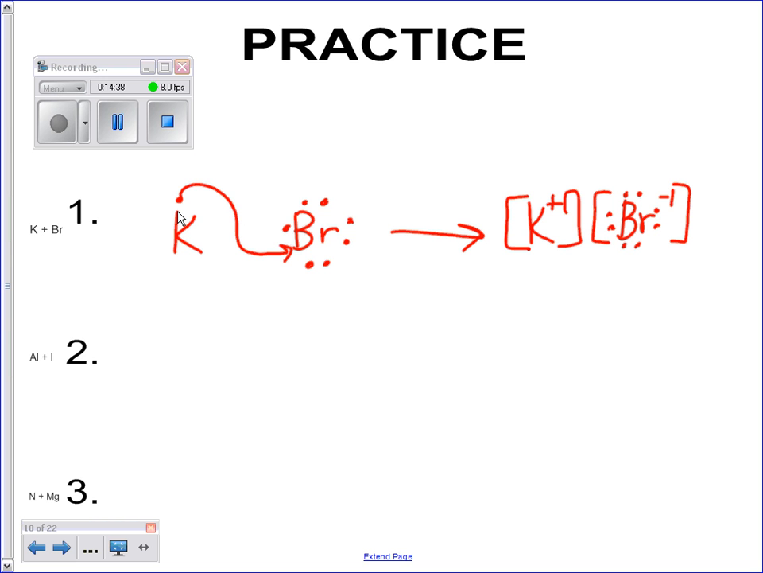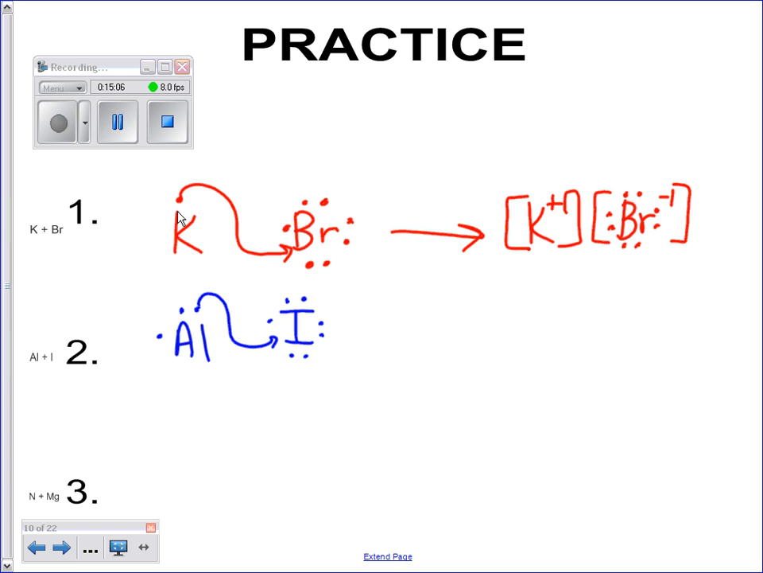Aluminum and iodine. So aluminum is group 13, so it has 3 valence electrons. Iodine's group 17, so it's going to have 7 valence electrons. So iodine only wants one electron to fulfill the octet, so one electron from aluminum is going to transfer over to the nonmetal. Now, iodine's happy, but aluminum still has two valence electrons left over.